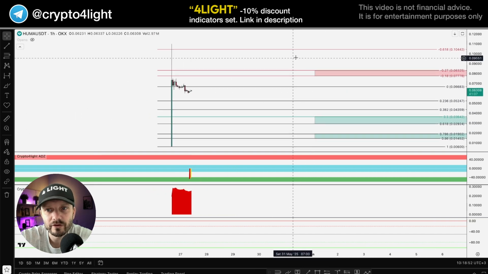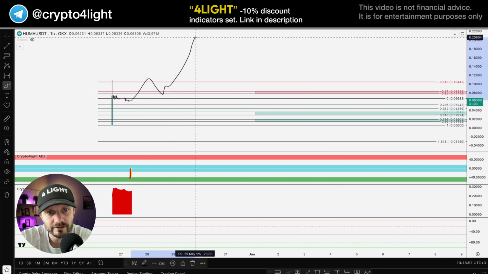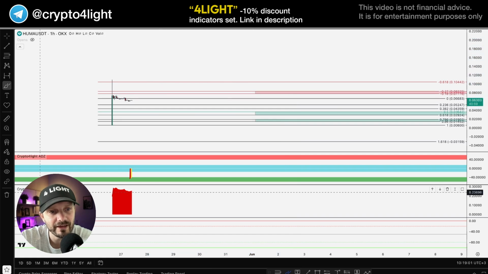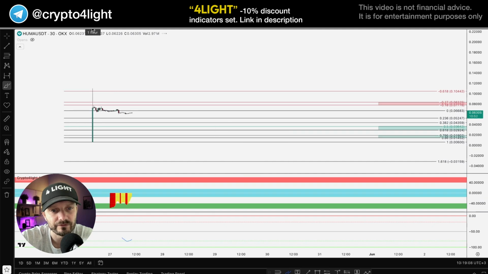So guys, you can open the chart of Jupiter. It was something like this, and dump. So guys, never say never. It's so obvious. So most likely the token will land sooner or later in this zone of interest.